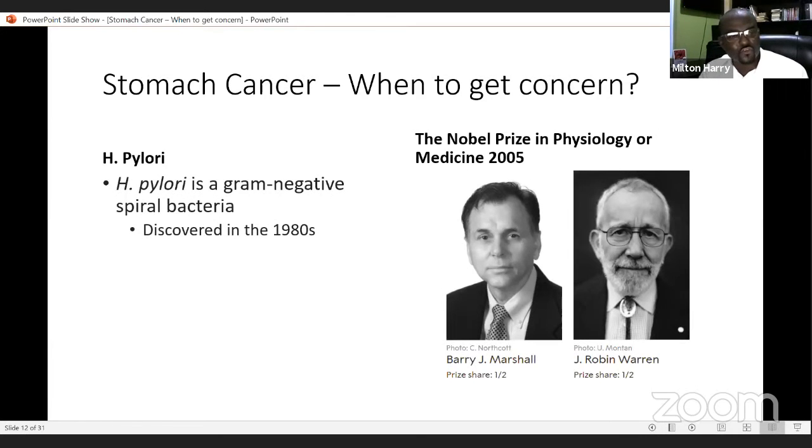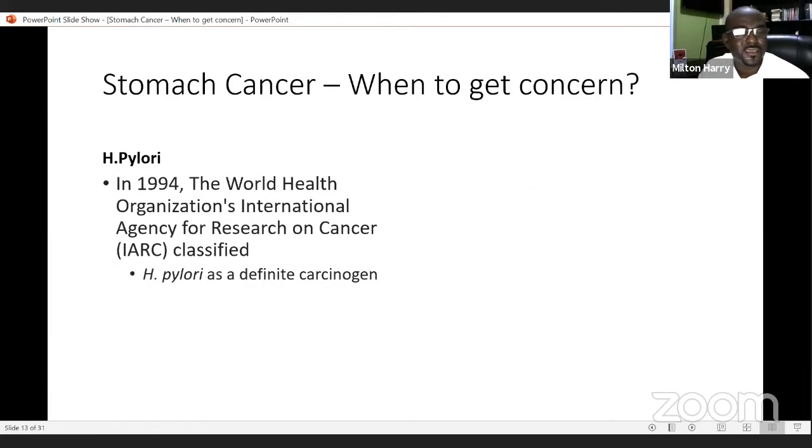H. pylori is a gram-negative bacteria that was discovered in the 1980s. It was about 1982 when Warren and Marshall discovered the link between H. pylori and gastric cancer. They actually got the Nobel Prize for Physiology and Medicine in 2005 because of this discovery. It's a good story to read, so you can Google it and have a look at it. These guys actually acted as guinea pigs to discover this bacteria. In 1994, WHO, through its cancer research arm, defined H. pylori as a carcinogen, meaning it's a cancer-forming bacteria.